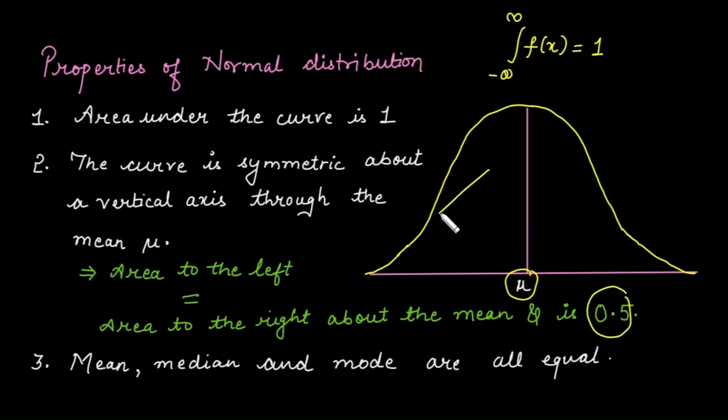It means the area under this curve towards the left-hand side is equal to 0.5, and the area towards the right side of the mean is also equal to 0.5. Moreover, in the normal distribution, the parameters mean, median and mode are all equal.